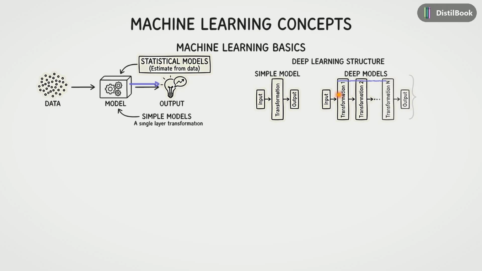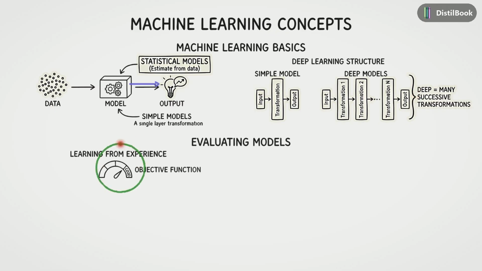We pass it through a chain of many layers: transformation 1 to 2, and so on. This architecture of many successive transformations allows the model to learn complex and hierarchical patterns and gives the field its name. But how do we know if the model is actually learning? We need a formal measure of performance, known as an objective function.